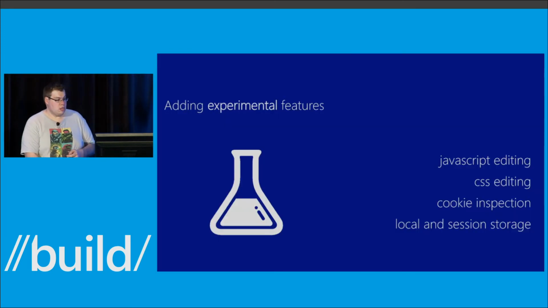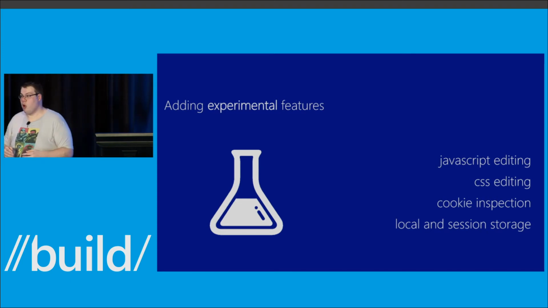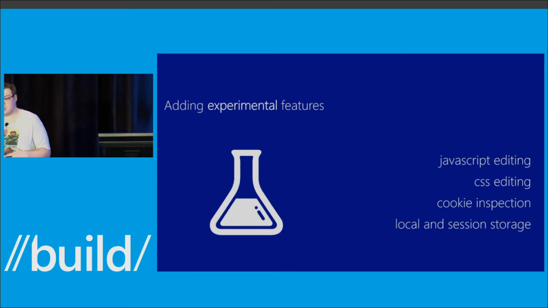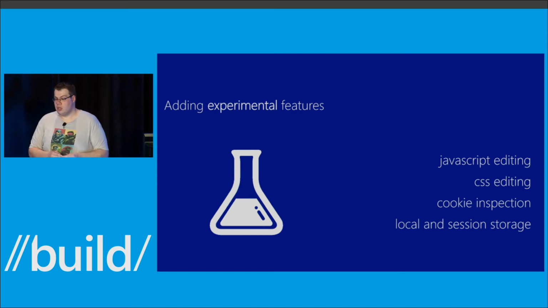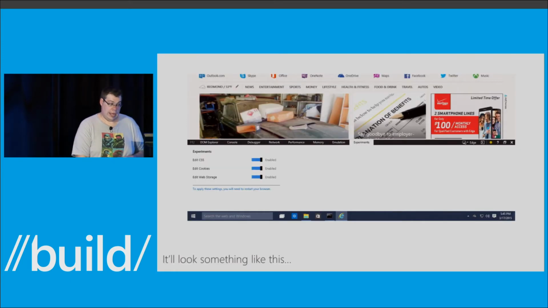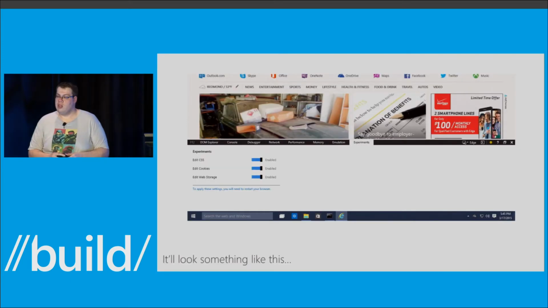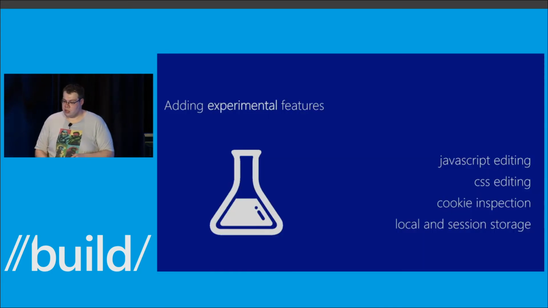Yeah. So there's a few things that we haven't done yet, and we're hoping to do in future versions of the tools. To do this, we're going to add an experimental set of features. This will be a separate thing, like a separate tab. It might just look like something like that, let's say, where you can enable certain features. And the features we're looking at enabling is firstly JavaScript editing.